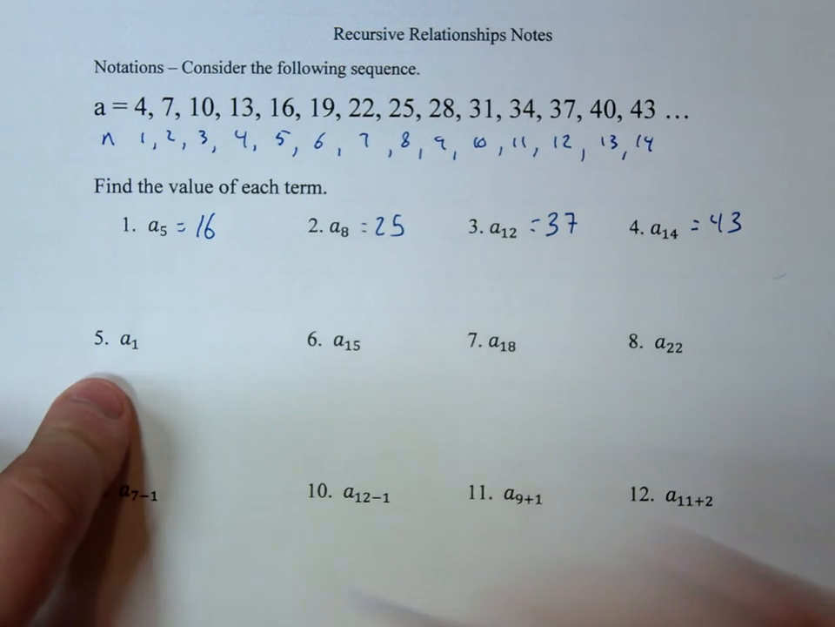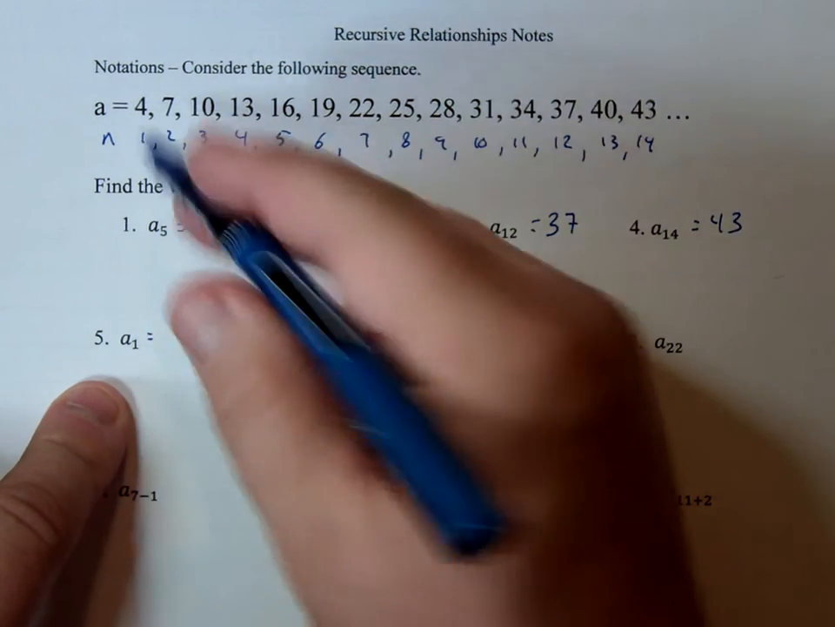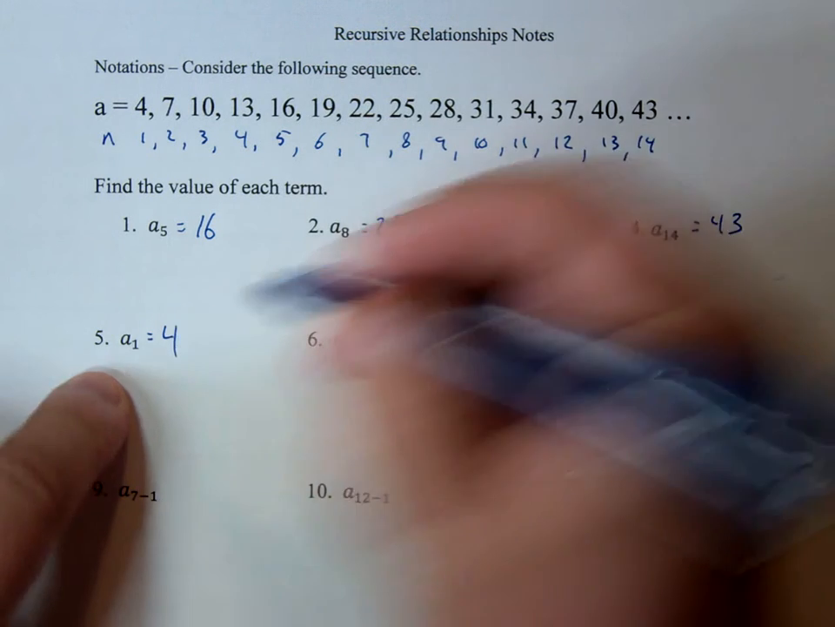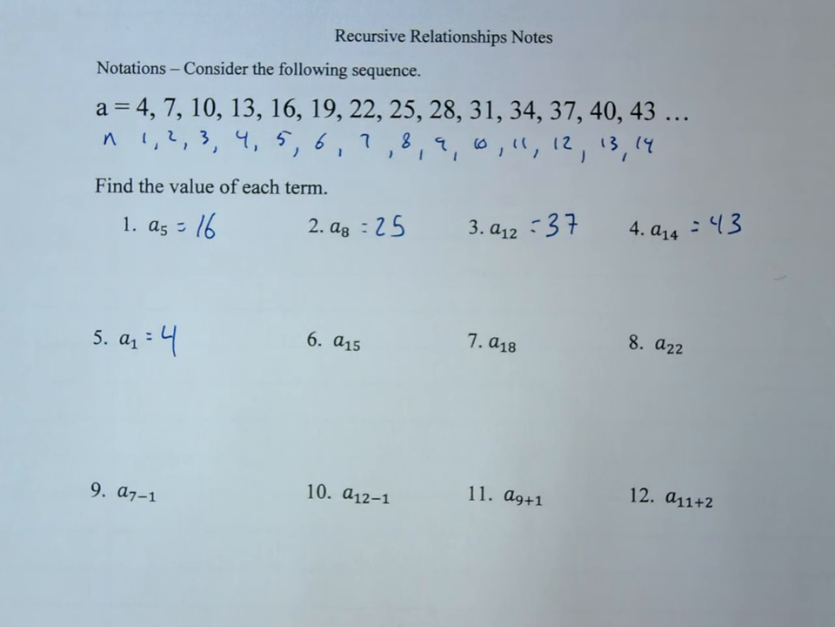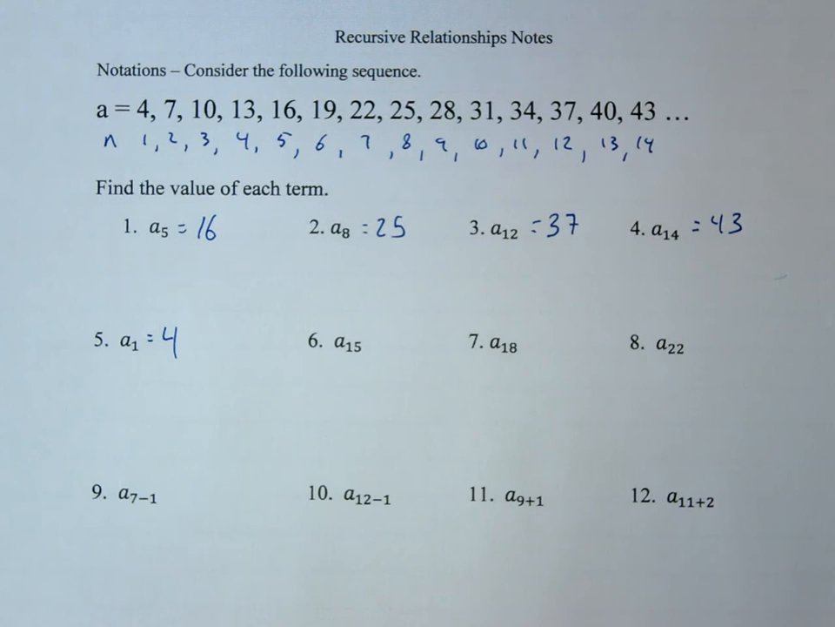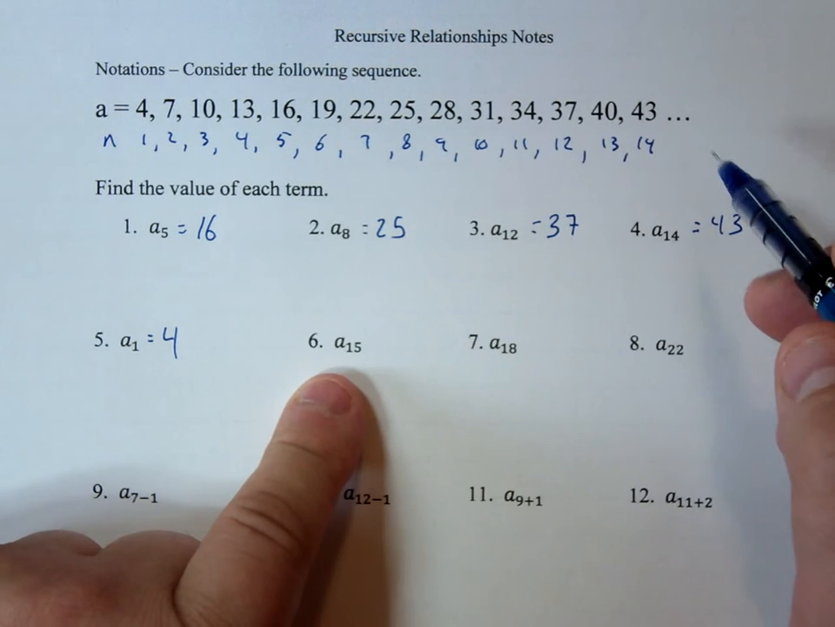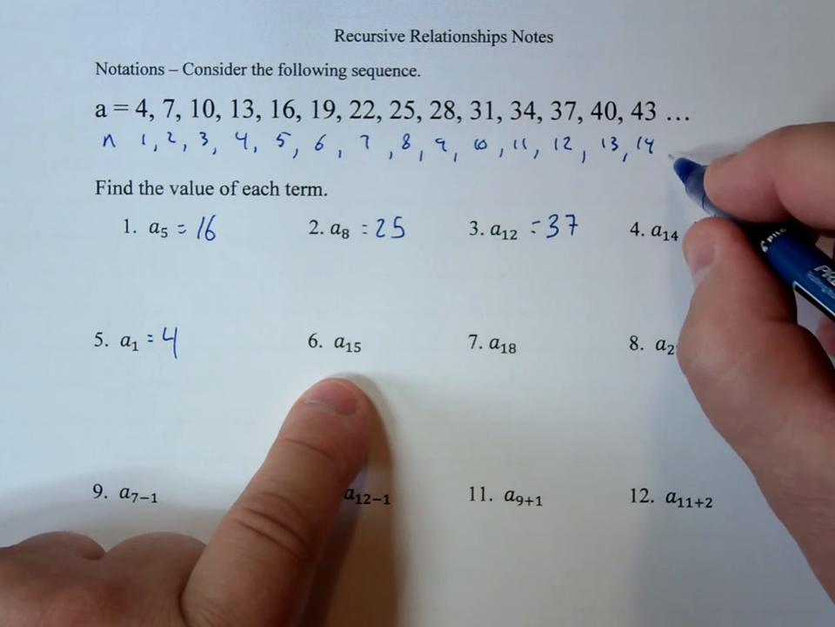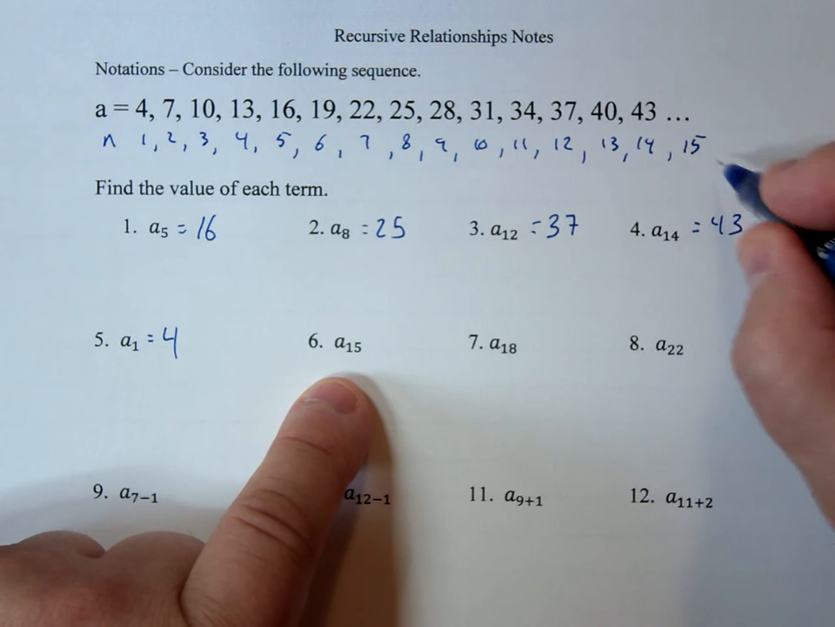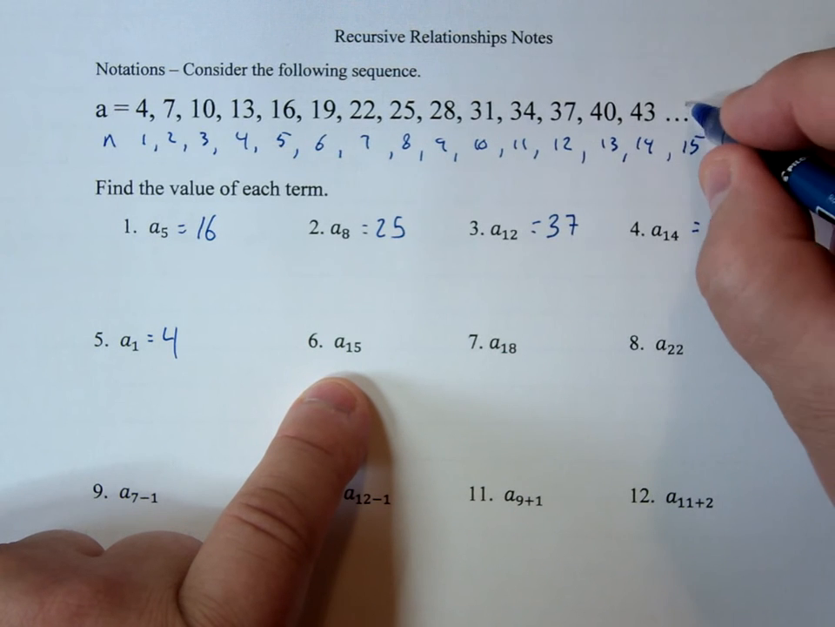A sub 1. This is going to come up a lot in what we do. A sub 1 is the first term, which of course is 4. And it's going to be used in the formulas we're going to use later on and some of the things we have to manipulate to solve things. So a sub 1 is a big thing in the pattern. A sub 15. Well, we only have the first 14 terms, but you can find a sub 15 because the pattern continues. If you know the pattern, you can get 15. So that'd be 3 more, should be 46.